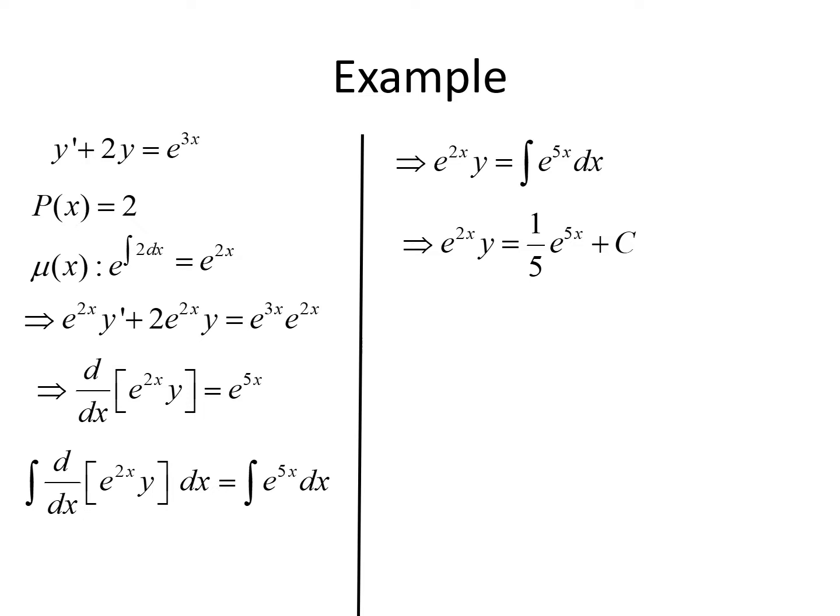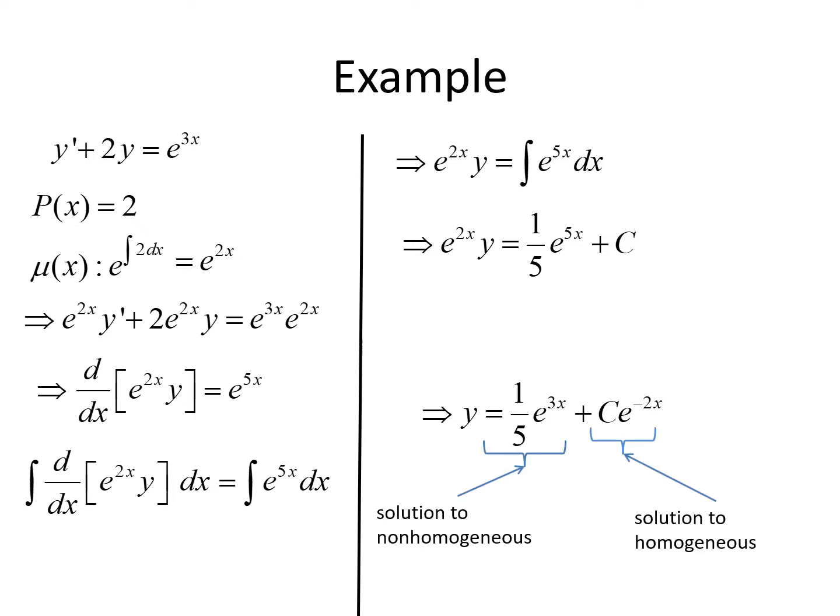So the final step here would be to get y by itself if we're looking for an explicit solution. So we'll divide everything by e to the 2x, and that's going to give us y equals 1/5 e to the 3x plus c times e to the negative 2x, or c divided by e to the 2x if you prefer to write it that way.